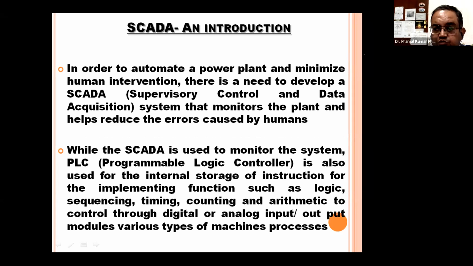It is used to monitor the system. PLC, programmable logic controller, is used for internal storage of instructions for implementing functions like logic, sequencing, timing, counting, and arithmetic to control through digital and analog output modules.